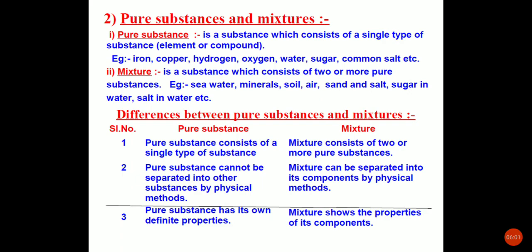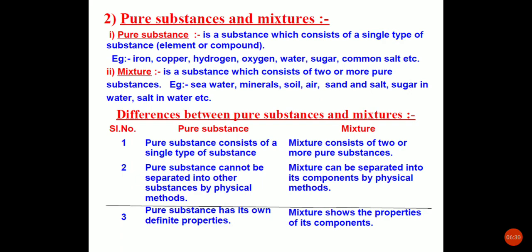It is a very important point to keep in mind that a pure substance cannot be separated by any physical properties or any physical methods or physical means. By a physical process you cannot separate the components of a pure substance. And in the case of a mixture, it can be separated into its components by physical methods.